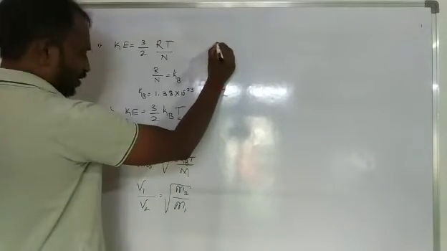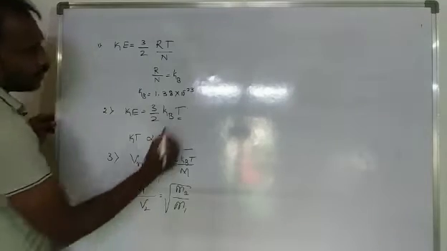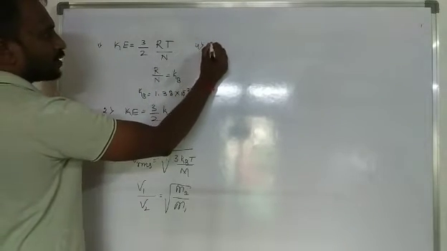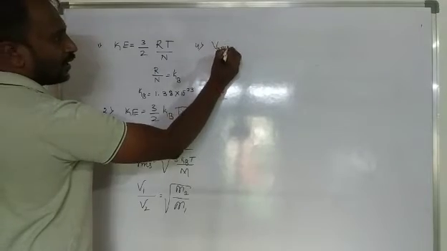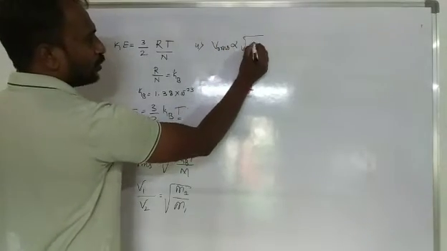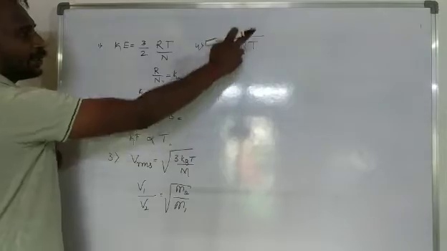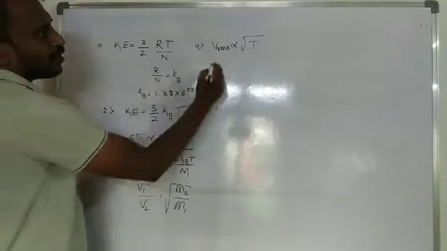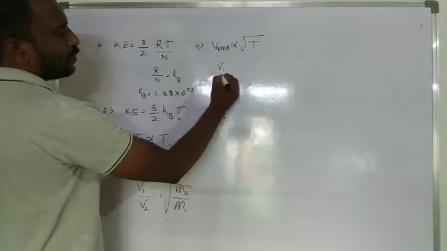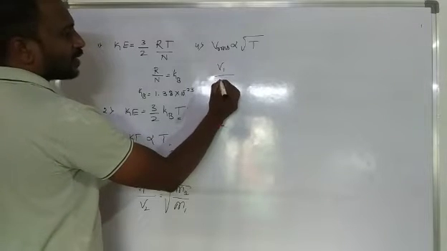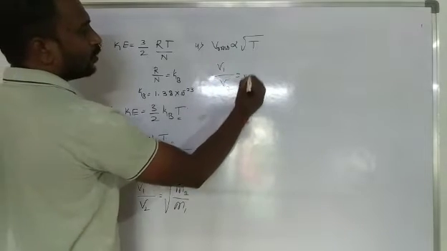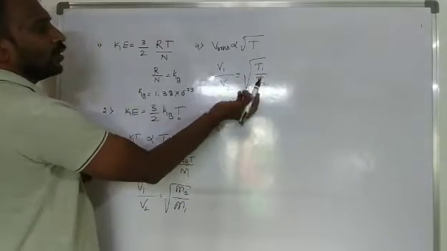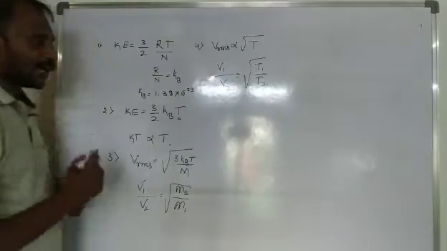And the fourth formula: the RMS velocity is directly proportional to the whole root of the absolute temperature. Suppose we want to calculate the ratio of RMS velocity for the first gas and the second gas. It is equal to the whole root of T1 divided by T2, the absolute temperatures of the first gas and the second gas.